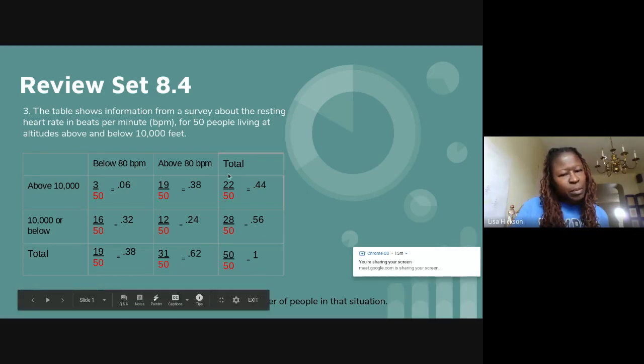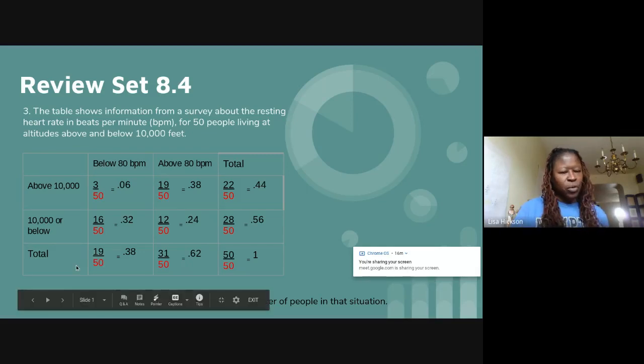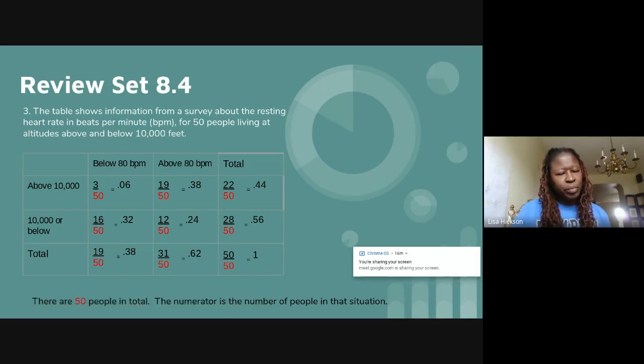So this is what they expected in that table. Again, like I said, you are merely going from the probability to its decimal equivalent. And you know decimals and percents, they go hand in hand. All right, so there are 50 people in total, and the numerator is the number of people in that situation. Okay, so I'm going to give you a chance to fill that in, and then we're going to go to the next 2 questions.